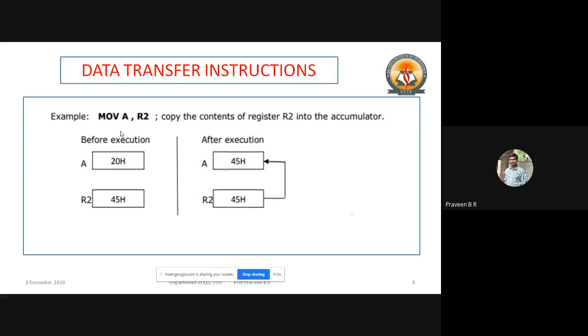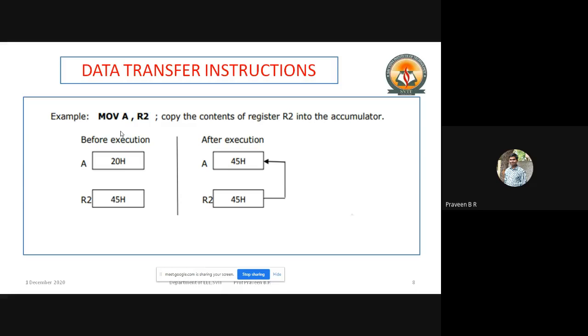Coming to the example, whenever I say MOV A comma R2, it copies the content of the register R2 into the accumulator. Let me say before performing the operation, the accumulator had 20 hexadecimal data and register R2 had 45H as the data. So whenever I execute MOV A comma R2, the 45H data that is present in R2 is moved to the accumulator, so A holds 45H.